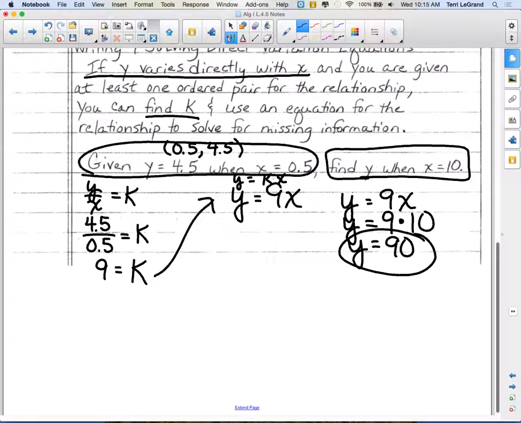Anybody have any questions on either of these things we practiced on the back side? Being able to determine if a set of ordered pairs is direct variation, or knowing that we have a direct variation relationship, can we find some missing information? Okay, and let's just get you started on your homework.